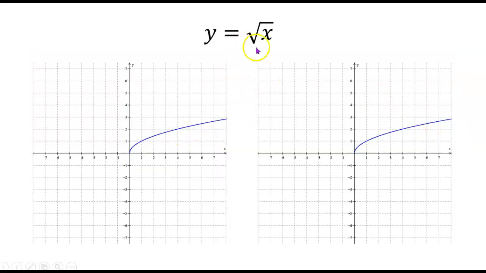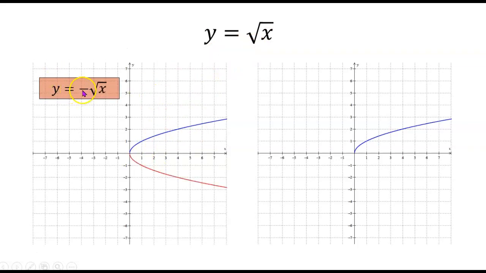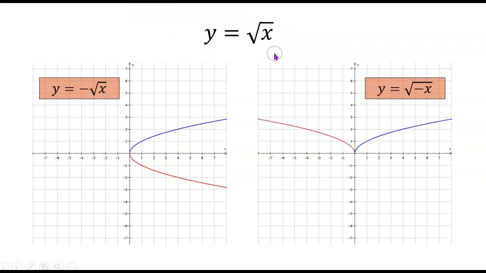So for example, if we start with the square root function, y equals the square root of x, making it y equals negative square root of x, so we're multiplying the whole thing by -1, sticking a minus sign in front of the whole thing, that reflects it across the x-axis. If we replace the x with -x, so that we're talking about y equals the square root of -x, that reflects the graph across the y-axis. So points that used to be over here on the right are now over here on the left.